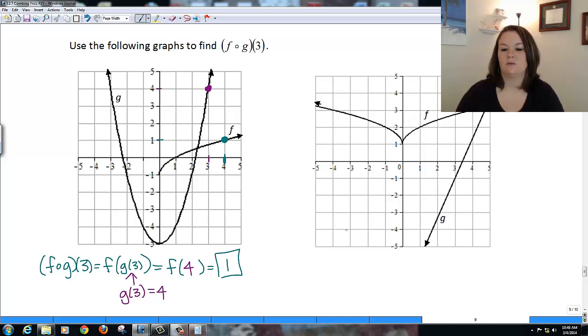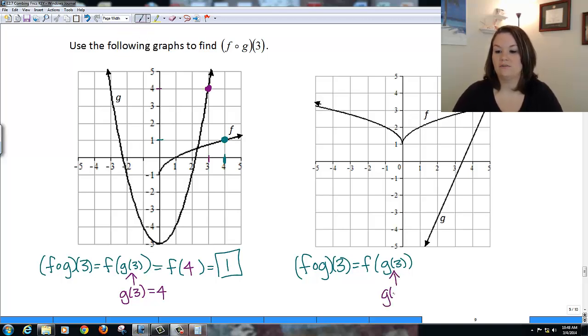Okay? Let's look at another one. Same idea, f composed of g evaluated at 3 means I'm taking g of 3 and plugging that into f. So the first thing I need to do is figure out what g of 3 is. So I go to where x equals 3, which is here. I trace it down to my g function, which is this line, and its y value at that point is negative 1. So negative 1 is what I'm going to plug into my f function.